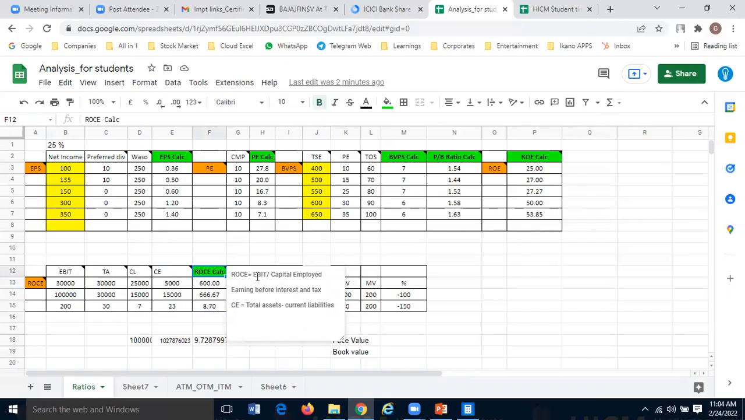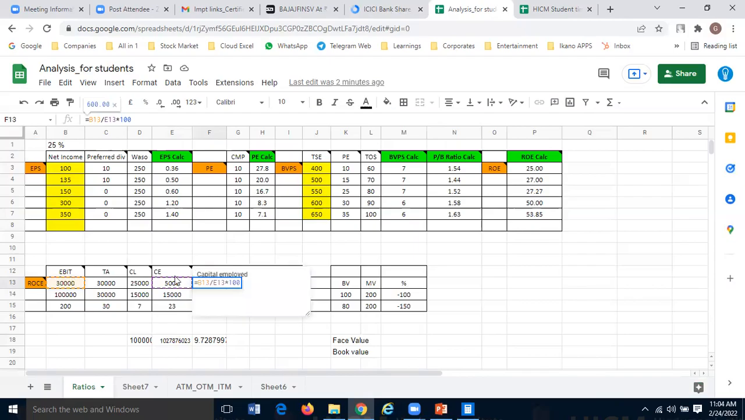ROC, how will we calculate? EBITDA divided by the capital employed. Very easy, there are no hiccups in this. You only have to calculate the capital employed, and then divide EBITDA by CE and multiply by 100. Again, there is a logic here. If your EBITDA is becoming more, you are dividing by your CE.